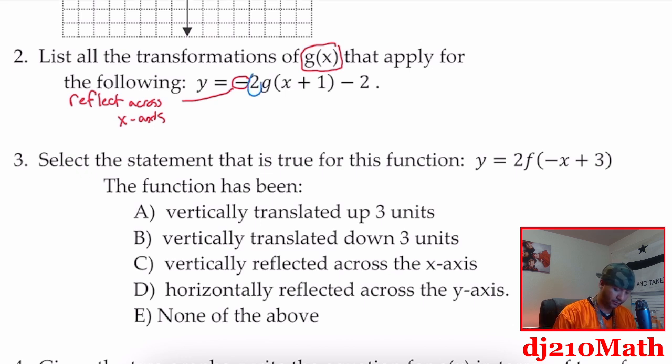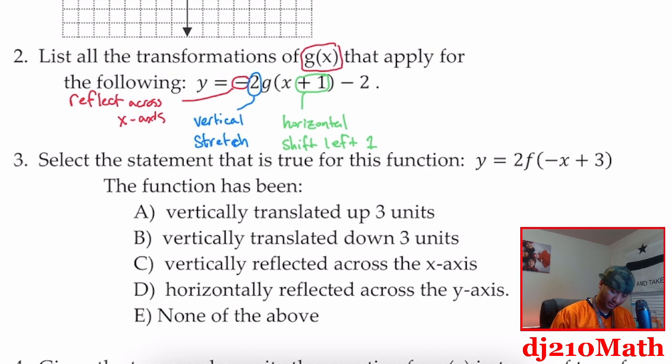Let's switch the colors. The 2 is going to vertically stretch, right? Because it's outside the g of x, and it's a number bigger than 1, so it's a stretch. It's going to behave how you would think. The +1 inside lies. This is a horizontal shift to the left 1 unit. And then lastly, outside, this is a vertical shift down.